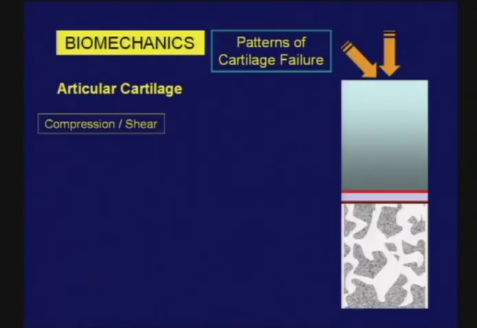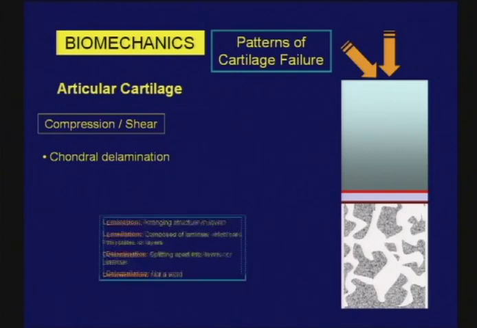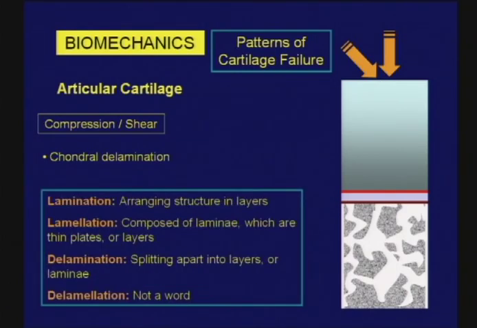So how does collagen fail, and how does cartilage fail? Let's go ahead and take the two major forces that are applied to the surface of articular cartilage. Those forces are compression and shear. One of the ways in which the cartilage fails has been described as chondral delamination. So I took that term and I went to the dictionary because I've heard other people talk about lamellation and lamina and all this. So here are the definitions in the English language for some of these words.